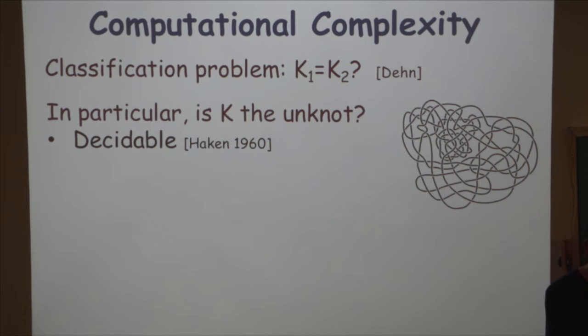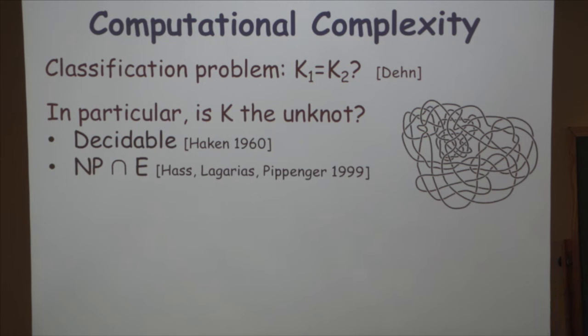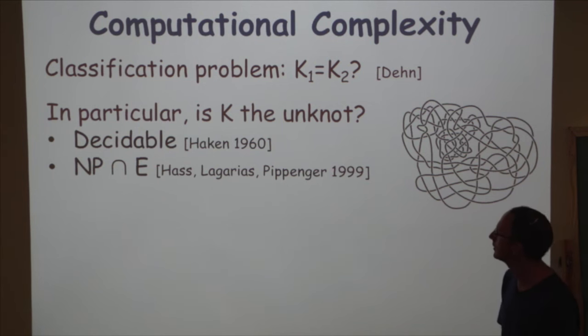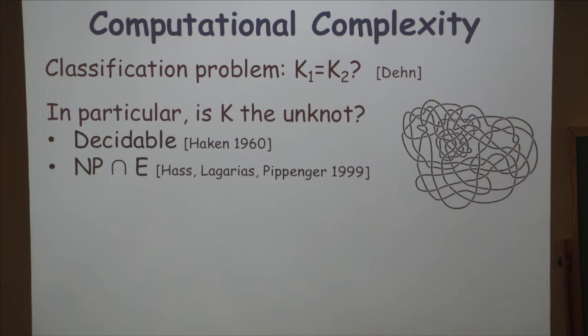Okay. So later, Hass and Lagarias and Pippenger showed that this problem is in NP, and also that some version of Haken's algorithm can run in exponential time. Exponential, yeah. So you have a linear function of n in the exponent.